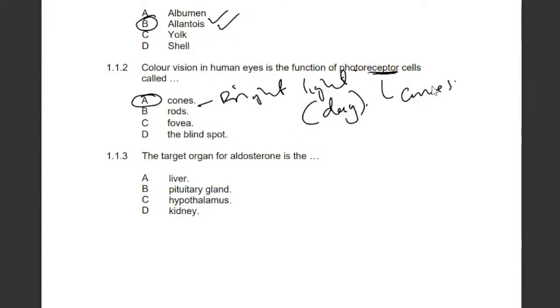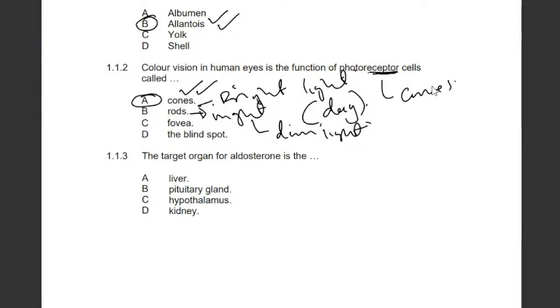So all this is the same thing. And then rods are used during night. That's why these animals which are nocturnal cannot see color. Why? Because they see very well at night. Sometimes we can say that rods are responsible in dim light. So I think now it is clear. So the answer here becomes the cones. Fovea is where the sharpest image is formed. Blind spot, no image is formed.